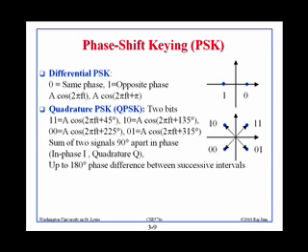Now, there is something called QPSK, quadrature PSK, in which we use 4 phases. If the phase is 45 degrees, then it is 1, 1. If it is 135 degrees, it is 1, 0. If it is 270 degrees, it is 0, 0. No, not 270. See, this is 45, 135. 135 plus 90 is 225. 225 plus 90 is 315. So that is 0, 1.